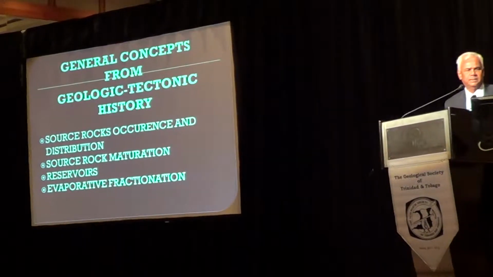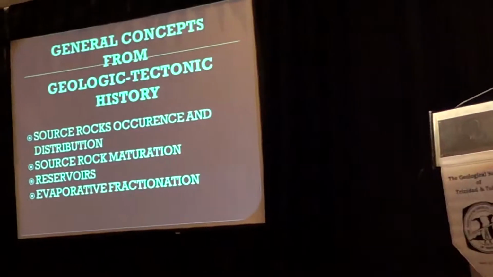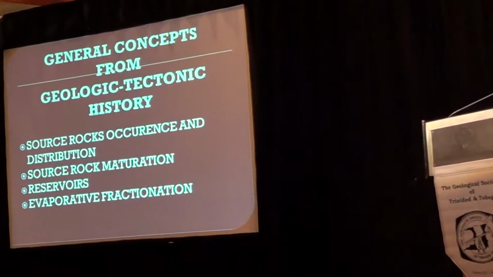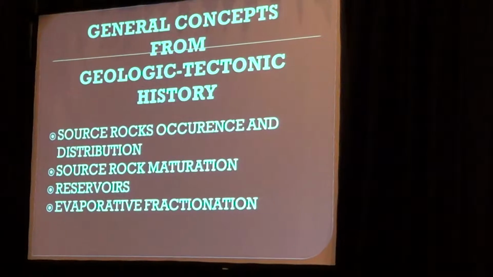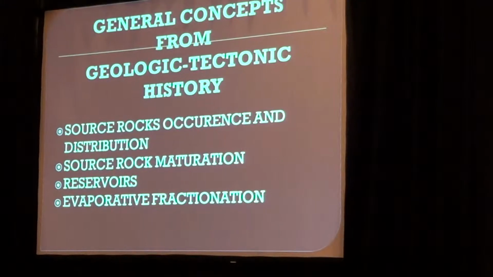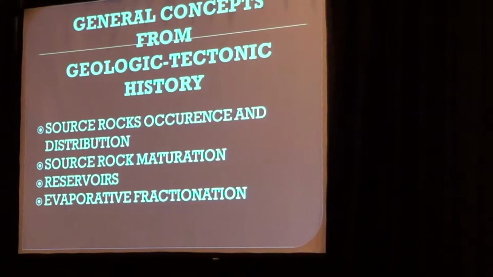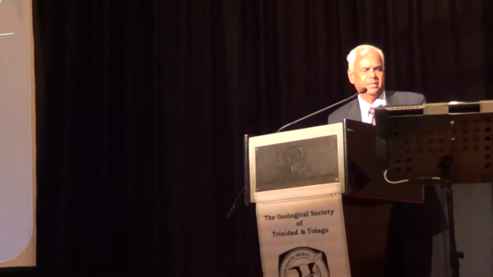Let's look at some general concepts. If we look at source rock occurrence and distribution, we could look at source rock maturation, look at reservoirs, and look at one oil alteration process, which is evaporative fractionation. These generally can give us clues as to where future hydrocarbon discoveries can be made.